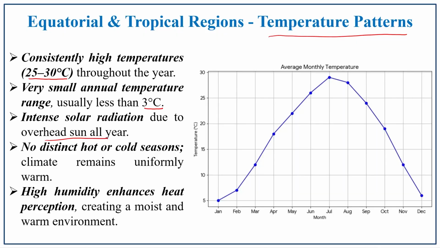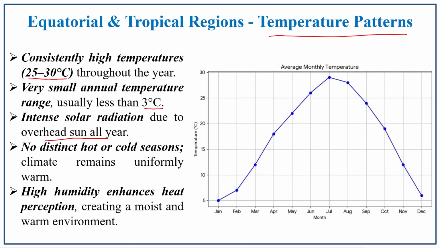So, that is the particular reason for this, and there is no distinct hot or cold season in these particular latitudes. The high humidity creates heat perception. If one is in this latitude, what do they experience? They experience heat perception, which creates a moist and warm environment. So, somewhat, it will be sultry in condition.